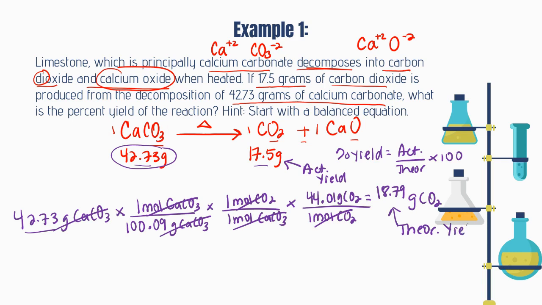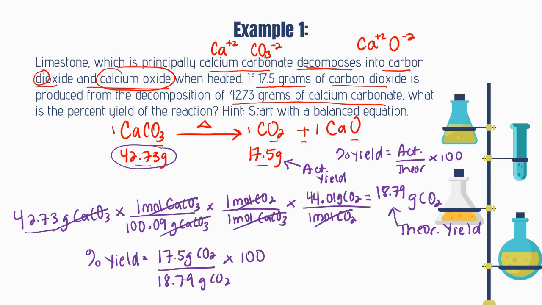So now we have our actual yield and our theoretical yield. Let's plug it in. So percent yield would be equal to 17.5 grams of CO2 over 17.9 grams of CO2. Notice I have a smaller number in the numerator than the denominator, which means I won't get over 100%, and then multiply by 100. If the numerator and denominator were the same, that means you did have 0% error.